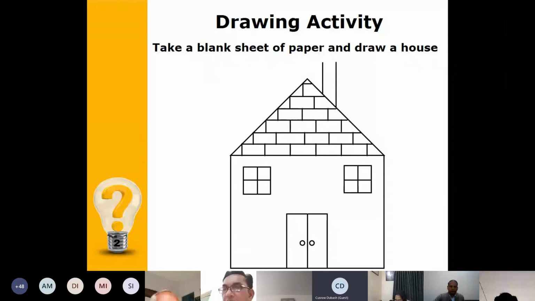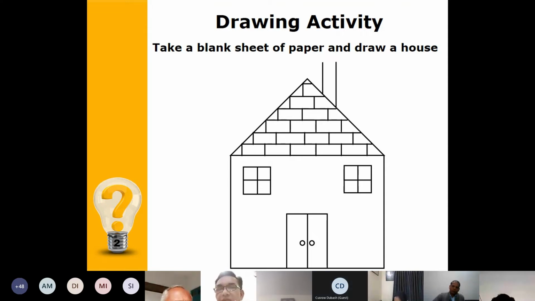So what does that mean? There is no creativity in the houses we make, in the houses we draw. Okay, so unfortunately it is sad, but because this is the way we were taught to make a house, this is the way we still make our house. Okay, so lack of creativity.